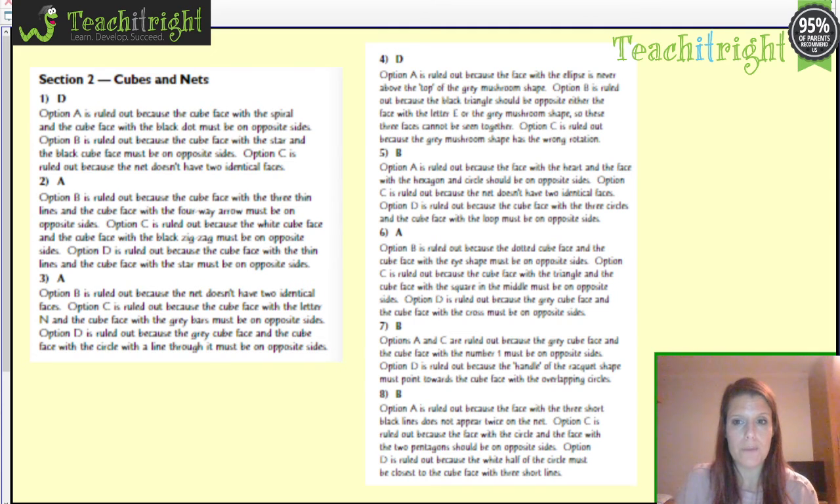So I hope that has been helpful to go through it in this way. Once you start looking at it in more detail, you'll find that you start to see some of these things a bit more clearly. You have to look very closely at both the net and all the given cube options.